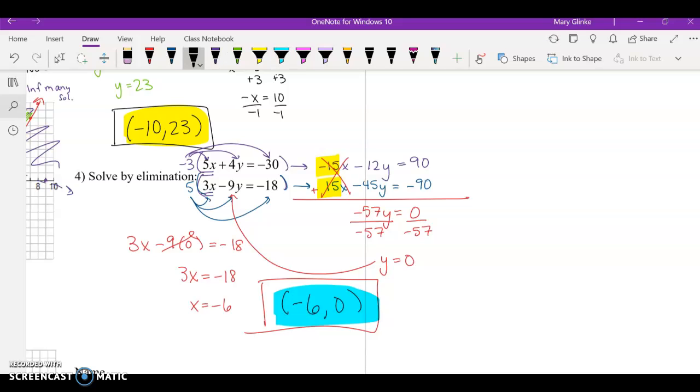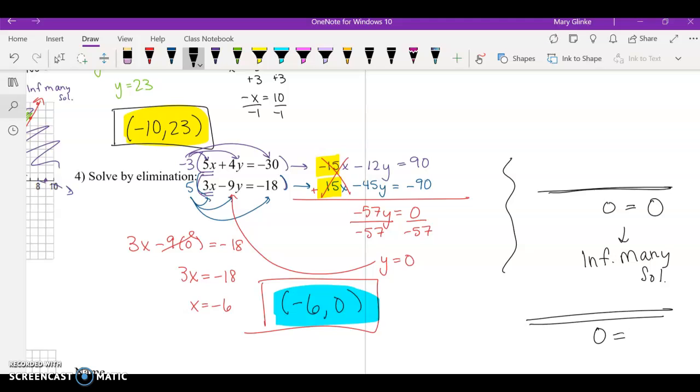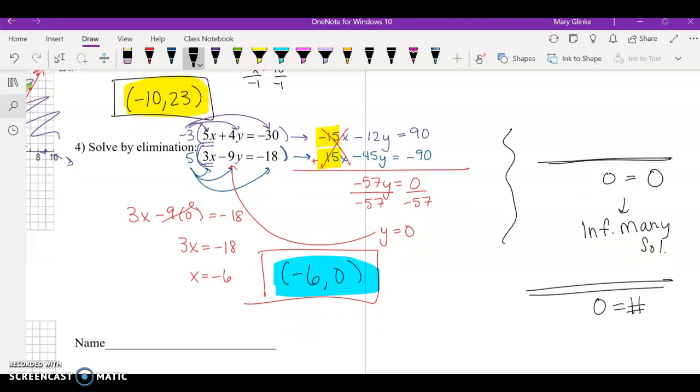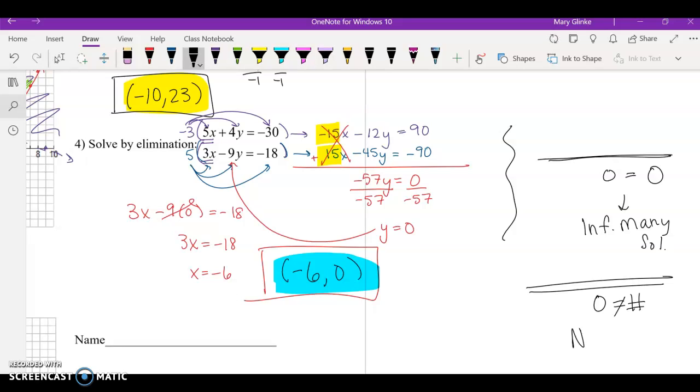Now, as a side note here, if you are ever solving and all of your x's and your y's cancel out, if you get a case that says 0 equals 0, that's infinitely many solutions. If you're using elimination and you get 0 equals some number and it's a not true statement, that's where you would write no solution.